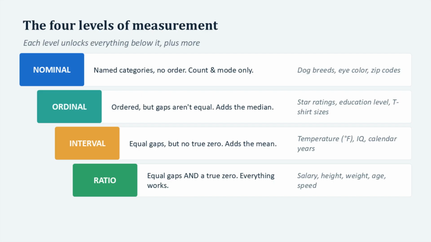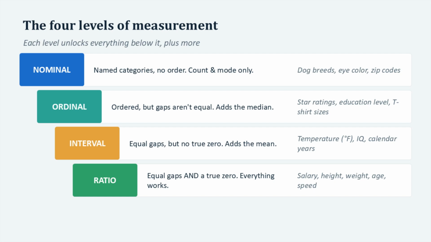And because ratio data has a true zero, all of our basic arithmetic operations make sense. We can add, we can subtract, we can multiply, we can divide, and we can make statements like twice as much or 3 times as fast. Those comparisons actually mean something.